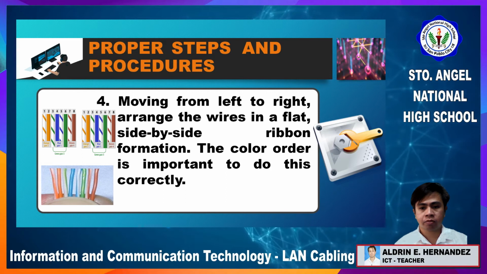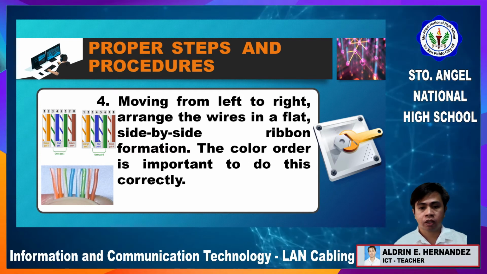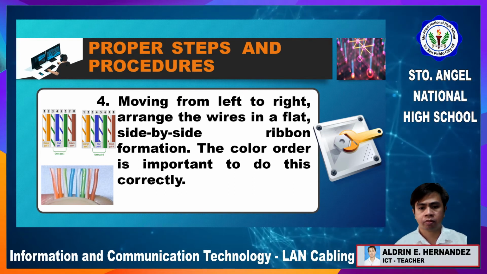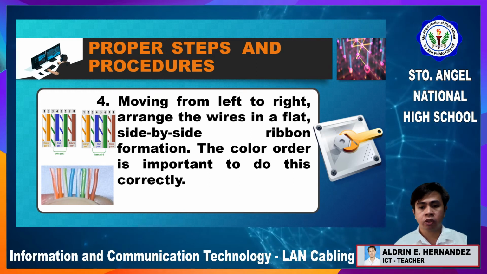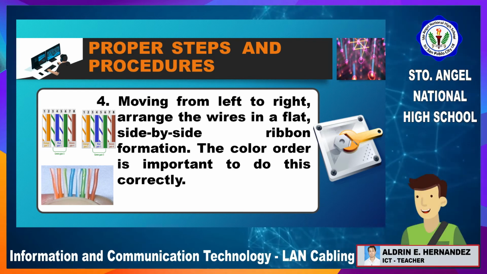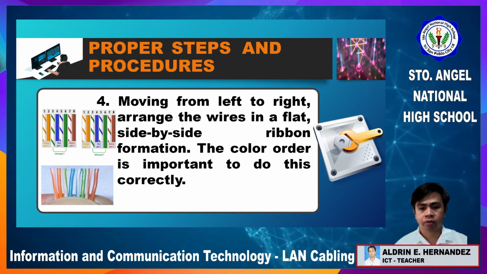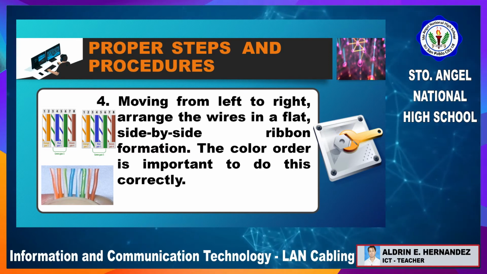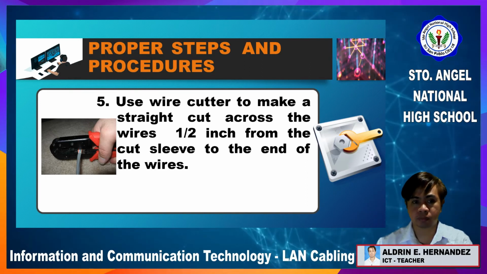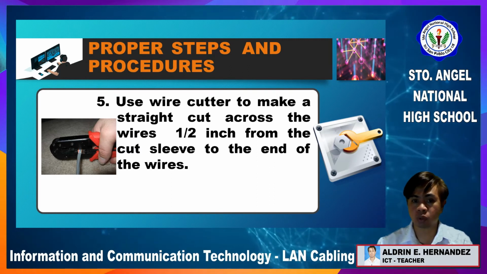Moving from left to right, arrange the wires in a flat, side-by-side ribbon formation. The color order is important to do this correctly. What is the proper arrangement of color codes? Yes, Angelito. Sir, white orange, orange, white green, blue, green, white brown, and brown. Very good, Angelito. Can you follow the procedure, class? Very good.